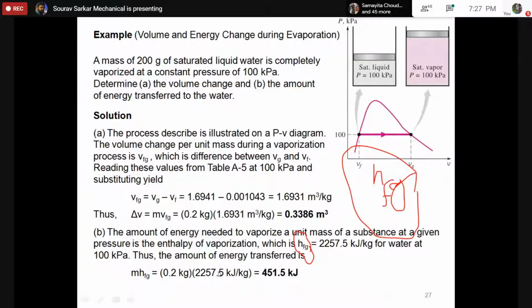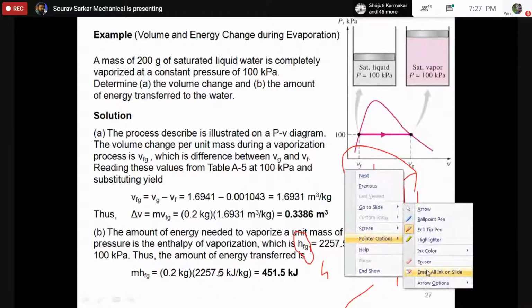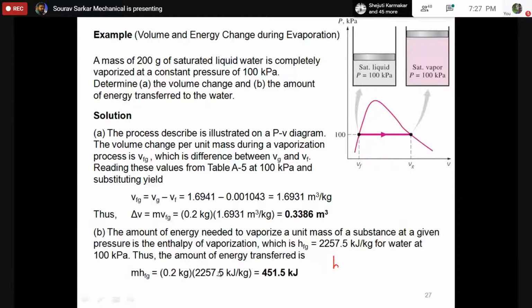So you can use this value for your calculation. Whenever they are talking about phase change, Hfg is nothing but Hg minus Hf. So you can use this, and from that you can calculate. But life is not so easy.